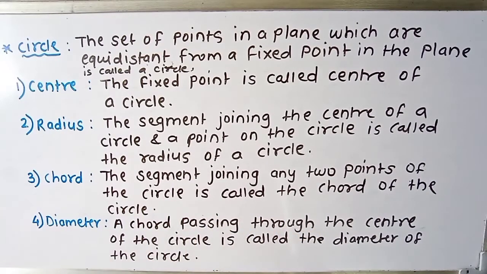And diameter means a chord passing through the center of the circle. It's called the diameter of the circle. A chord passing through the center of the circle is called the diameter of the circle. And remember, the diameter is the longest chord of the circle. You have already seen these concepts in last standard, so it is just a revision.